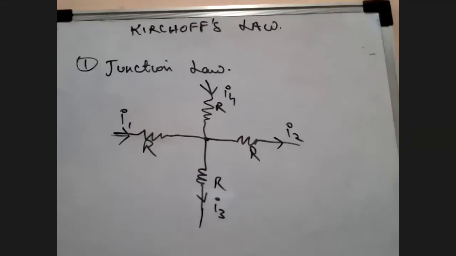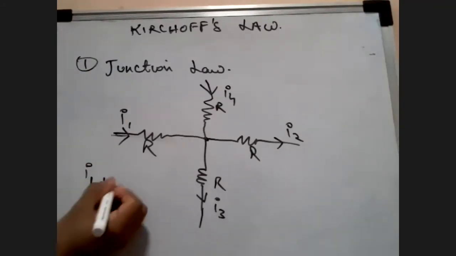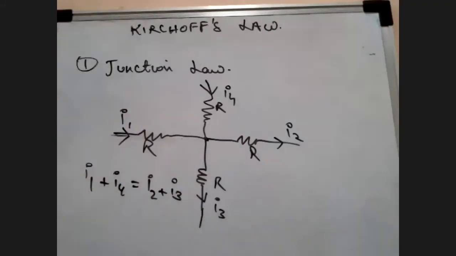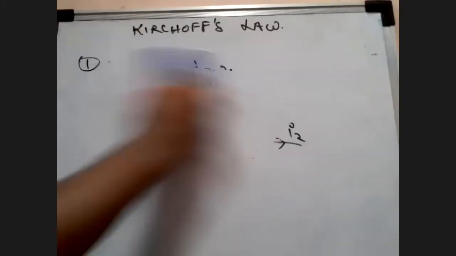Yes, sir. So it is simple. The junction law tells you that the sum of all the currents entering a junction or an intersection point in a circuit is equal to the sum which is going out of it. So in this case, I1 plus I4 equals I2 plus I3. If this is understood, this is as simple as it gets.